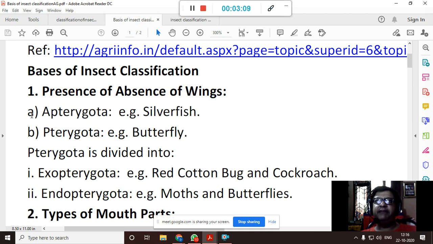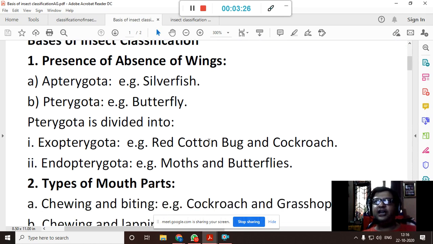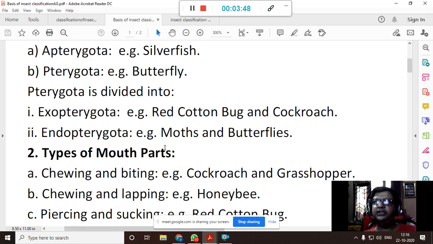On that basis they can be divided into apterygota, example the silverfish. You'll find them in old books moving around. They have got a tail and an antenna in front. Apterygota, Thysanura order. And you have the pterygota. The famous ones are the butterflies. The pterygota can be divided into exopterygota, like the red cotton bug and the cockroach, and the endopterygota, the moths and the butterflies. Exo means outside, and endo means inside. These are very basic things which you have read. We'll go into details about them.